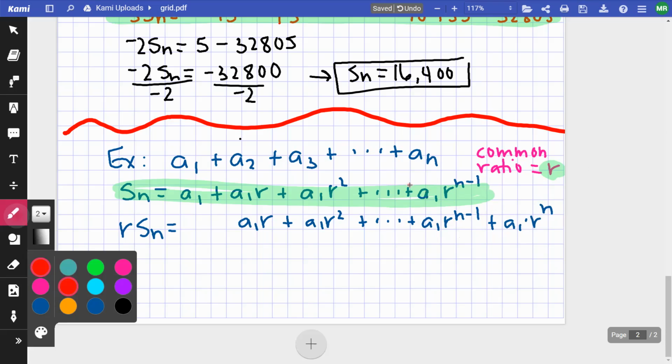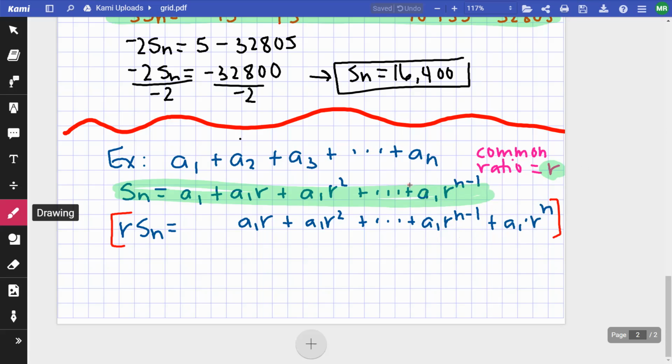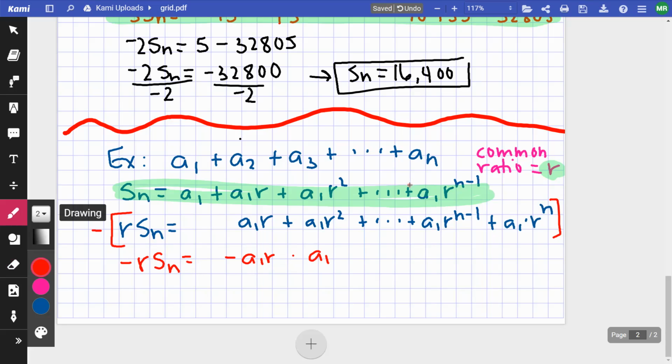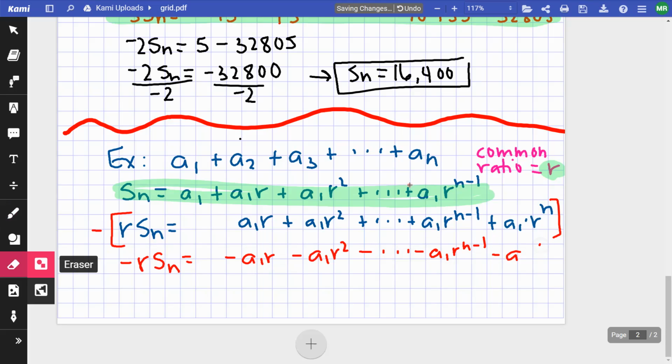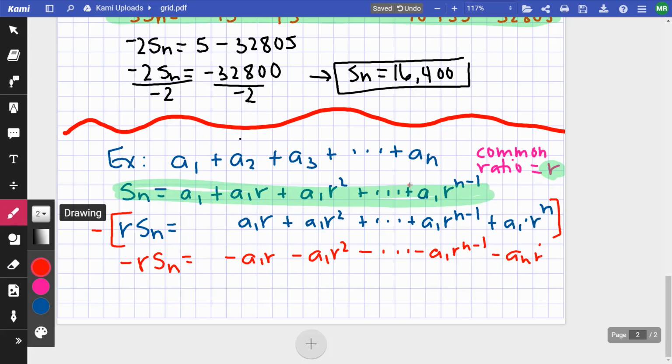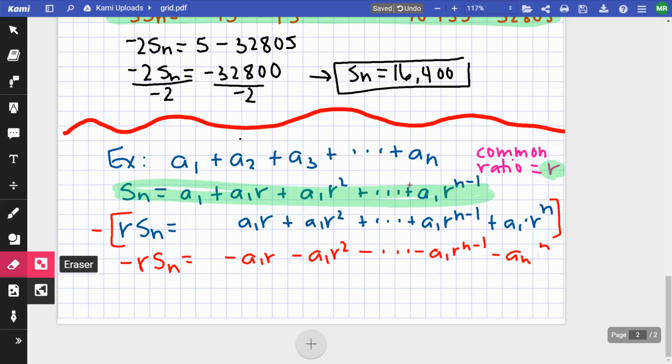Okay, so now I'm going to multiply this whole thing by a negative. And I'm going to get negative r times S sub n. I get an a1 r, a minus, because I'm multiplying by a negative. A minus a1 r squared, a minus dot, dot, dot, a1 r to the n minus 1, minus a1 r to the n. And now remember, when I'm doing that, let me write that better.